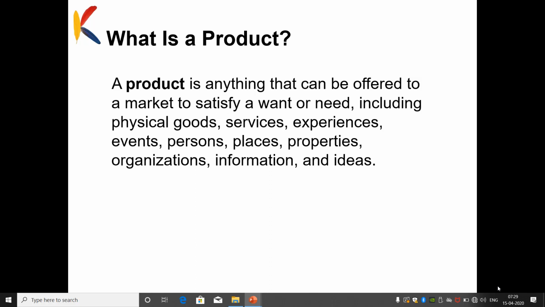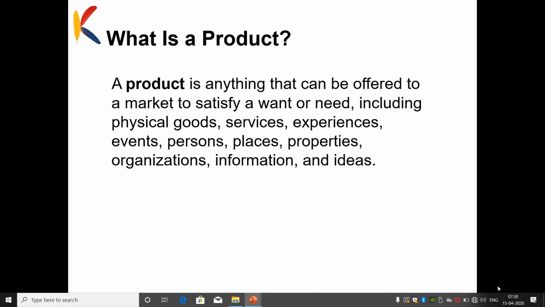So what is a product? We have learned the basics of the product in the very beginning of the chapters. A product is nothing but anything that can be offered to a market to satisfy a want or a need, which includes physical goods, services, experiences, events, persons, places, properties, or even information or any idea. So this is a basic definition of what a product is.